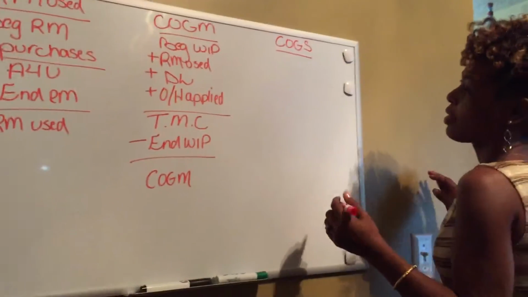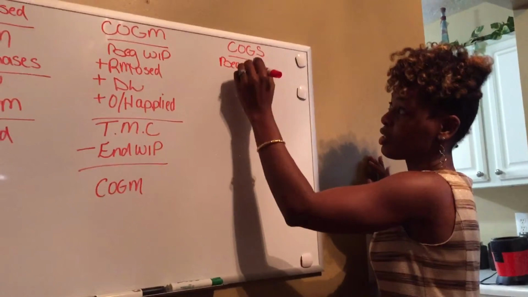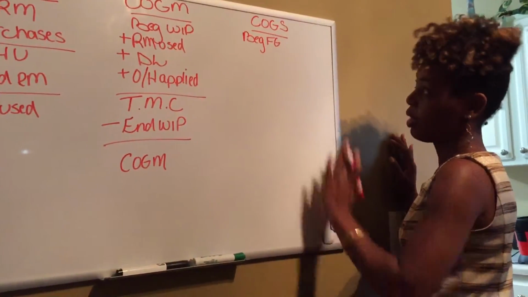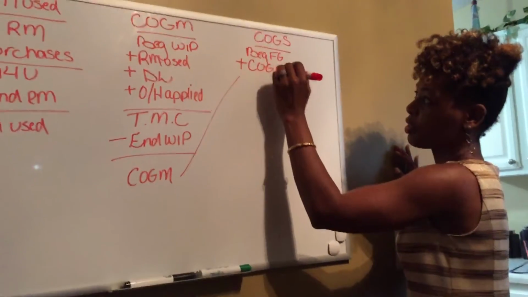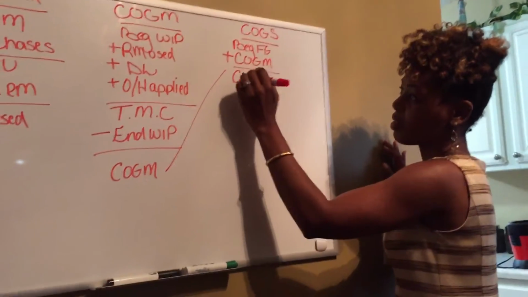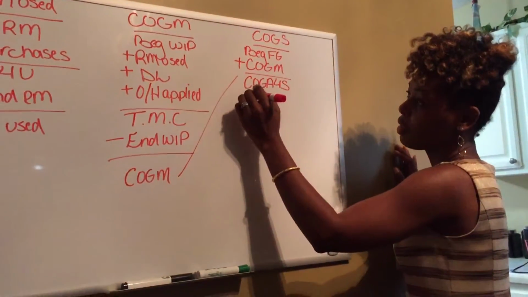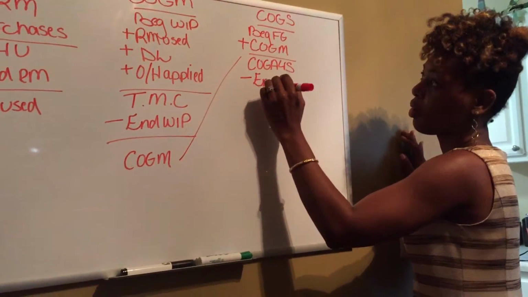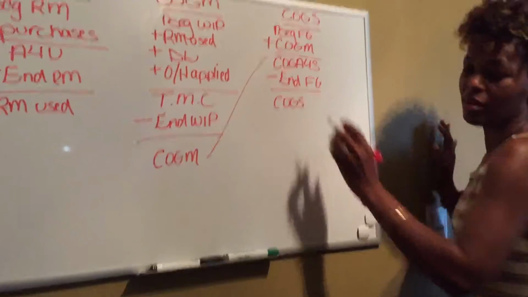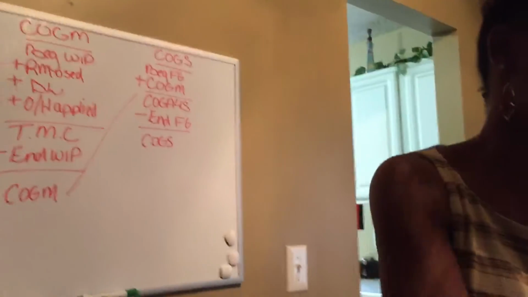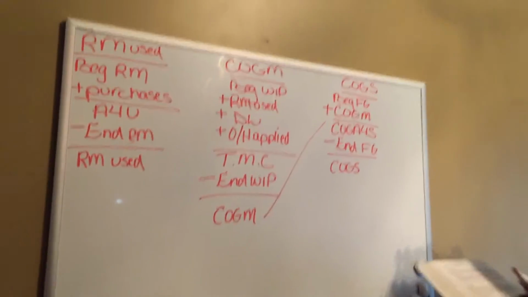All right, so cost of goods sold. We're going to take our beginning finished goods. We're going to add in cost of goods manufactured, and that's going to give us cost of goods available for sale. So we're going to take out the ending finished goods, and that's going to give us our cost of goods sold. So from the homework, we're given some information, and some we'll have to figure out. Let's just start from the top.